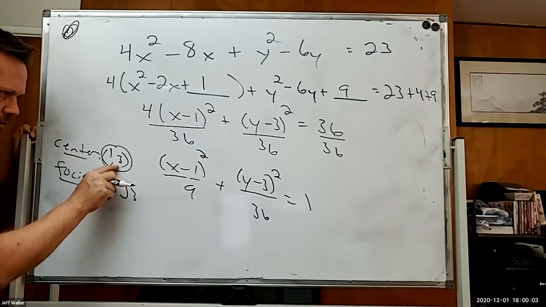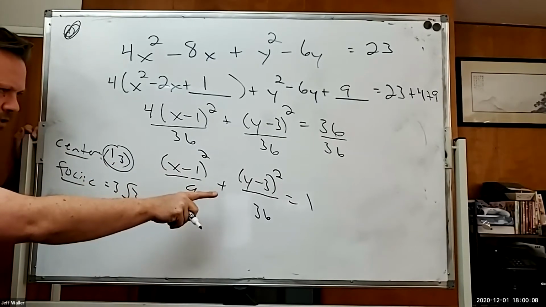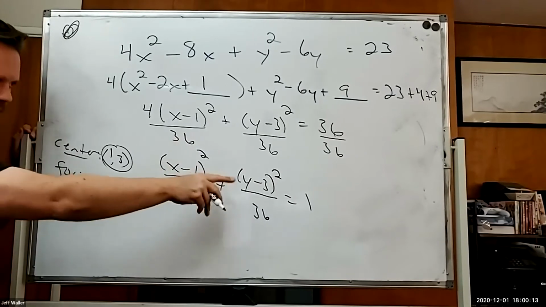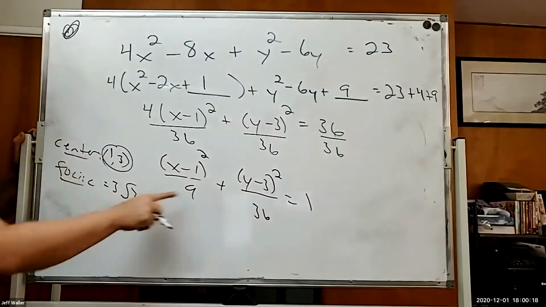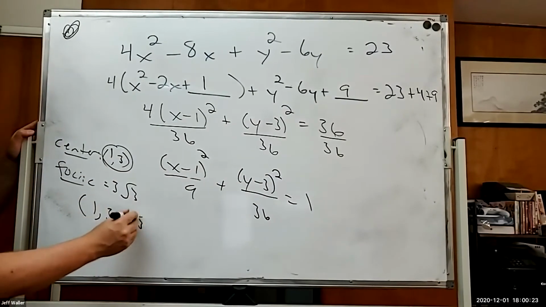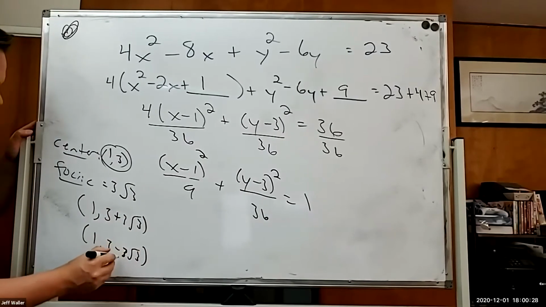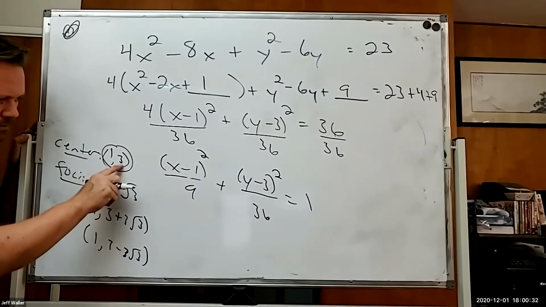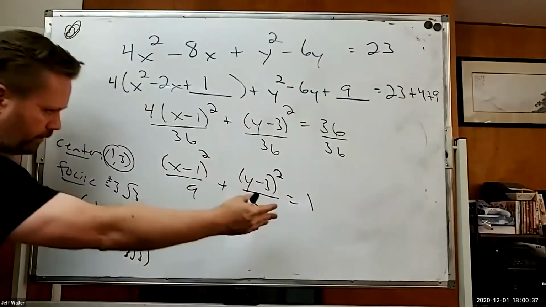Is everybody with me? What's the major axis going to be? It's going to sit in the what direction? Good. The major axis will be in the y direction because that's the bigger one. So the foci points will be (1, 3 plus 3 rad 3) and (1, 3 minus 3 rad 3). That's why it's not a bad idea to put the plus or minus there to remind you to add it to the right place, depending on what your major axis is, and subtract it.